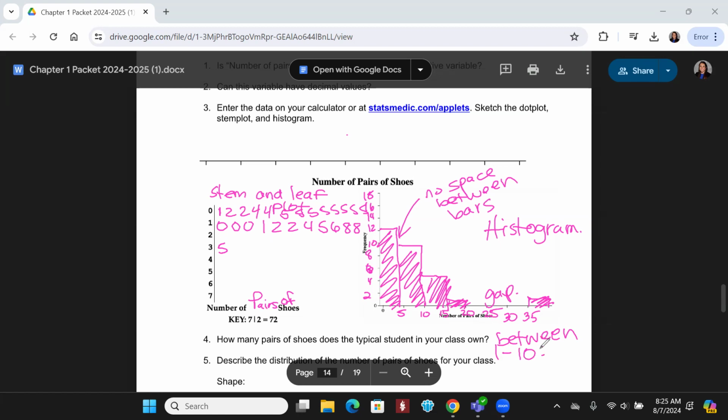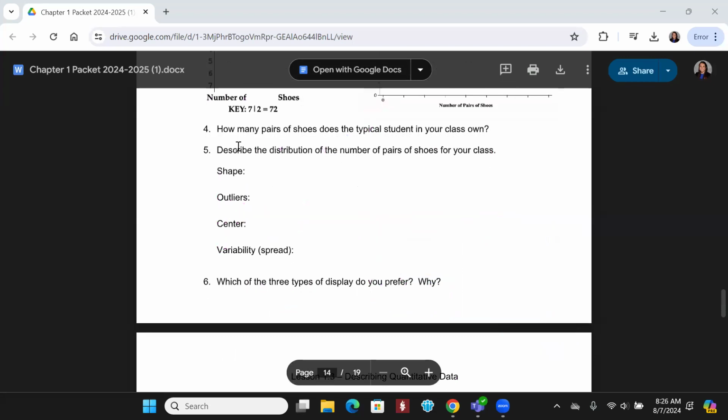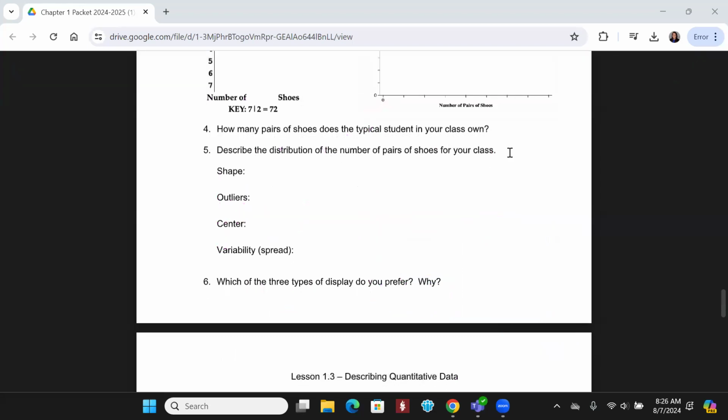Now here's the mathy part. Here's the information that you want from today. This is a little bit of a review, but describe the distribution of the numbers of pairs of shoes for your class. So look at the shape. Even from the stem and leaf plot, we can see there's a lot up at the top and not that much at the bottom, right?